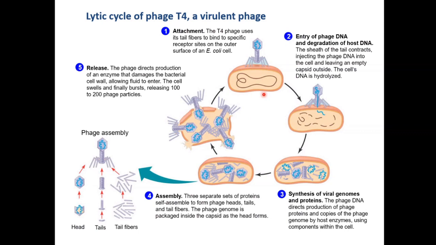And after attaching to the specific receptor, the phage DNA and degradation of host DNA, the sheath of the tail contracts, injecting the phage DNA into the cell and leaving an empty capsid outside. The cell's DNA is hydrolyzed. Normally, this is phage. Normally, for animal, the capsid does not stay outside.